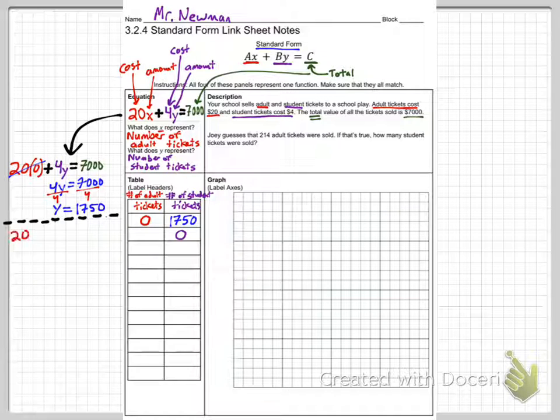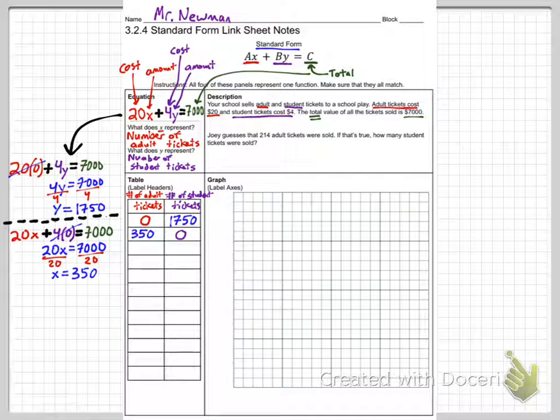Let's do the same thing, but this time plug in 0 for y and figure out what x is. So 4 times 0 is 0. 20 times x equals 7,000. Divide both sides by 20, and you get 350. So when there are no student tickets sold, it would be 350 adult tickets sold.